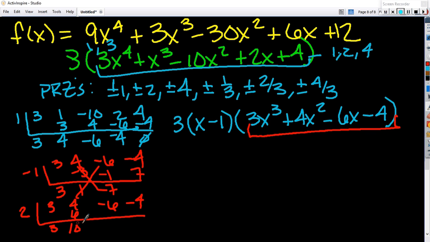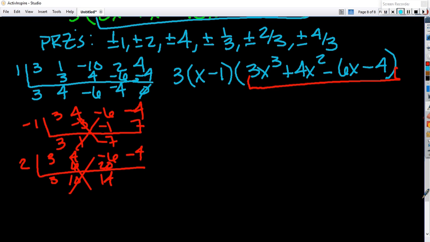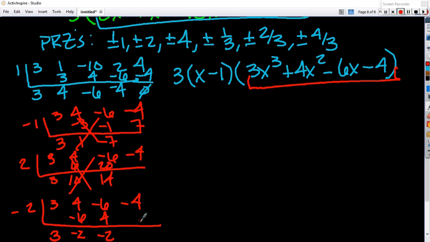Three, 6, 10, 20, 14. That one doesn't work. I promise we're almost there. I know which one it is. Now try -2. It should be -2. -6, -2, 4, -2, +4, and 0. Wait, so why did 1 not work? And the same one as the last. Signs are different.